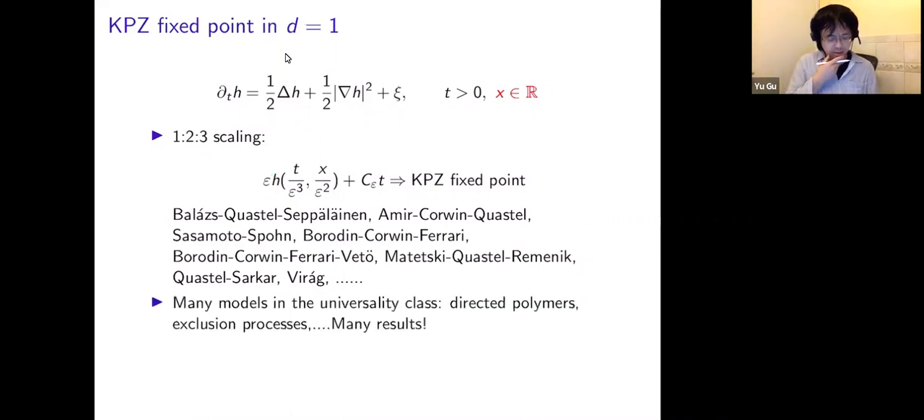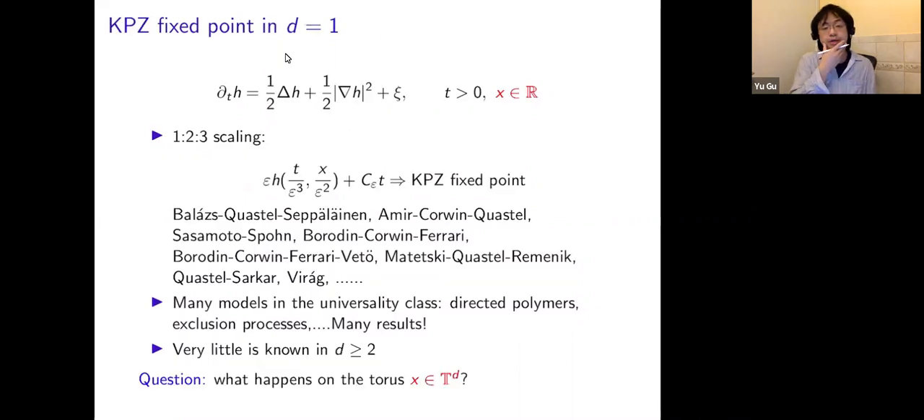And as I mentioned in my first slide, there are many models in the universality class: directed polymers, interacting particle systems, last passage percolation and so on. So there are many results in this direction, improving this scaling and improving the convergence to the fixed point. And very little is known in dimension greater than or equal to 2. In high dimensions, almost nothing is known.